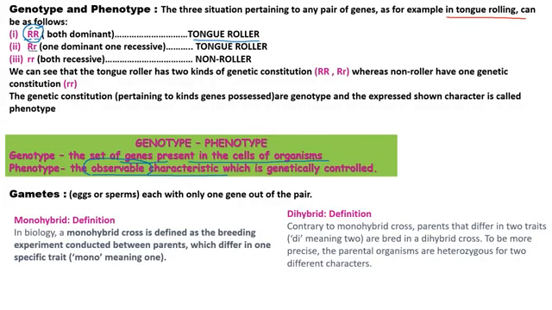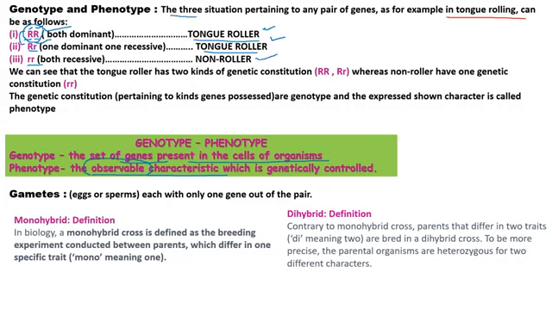Capital R and small r, even this person can roll the tongue, but you can see the difference in the genes. One is homozygous dominant, the other one is heterozygous dominant. There is a change in the genes, but they both can roll the tongue. And the third one is small r and small r, both are recessive. This is the homozygous recessive condition. Here a person cannot roll the tongue, he is a non-roller.